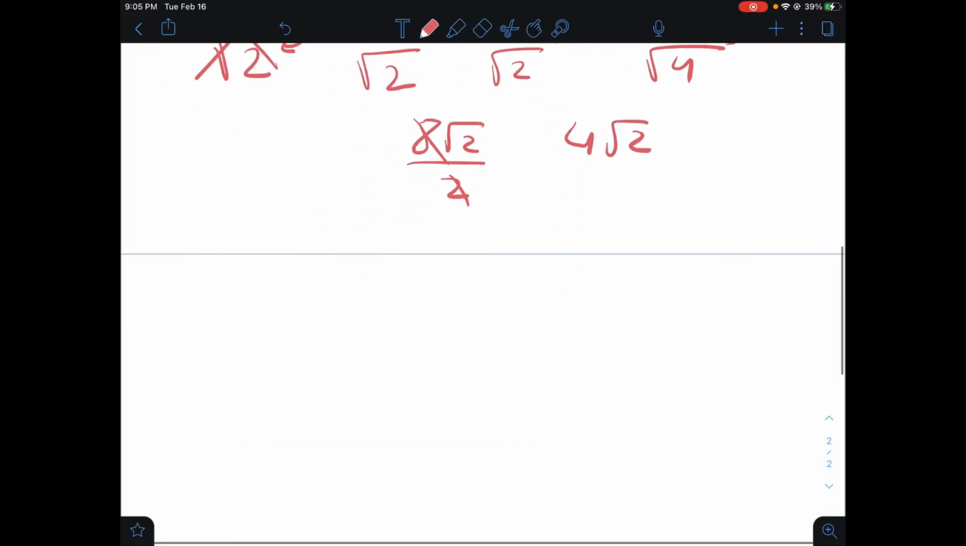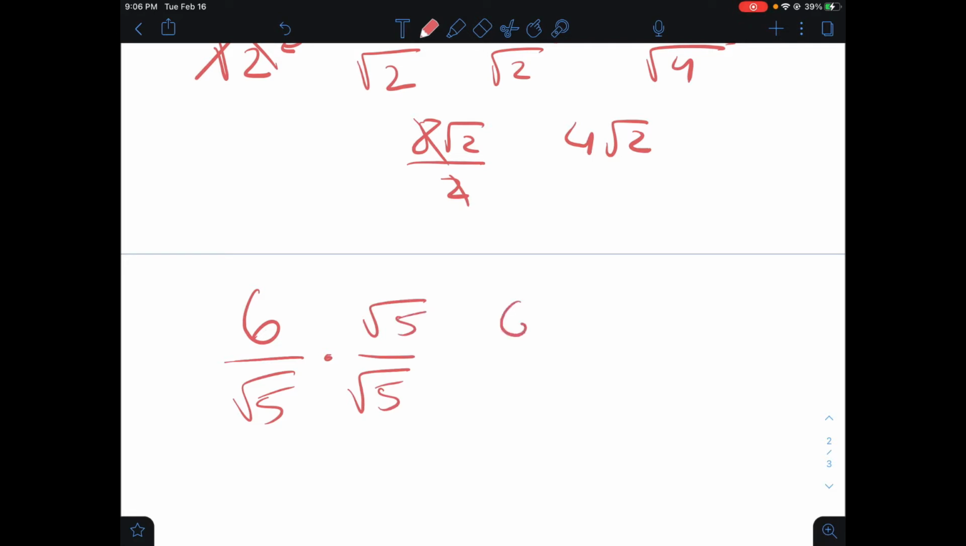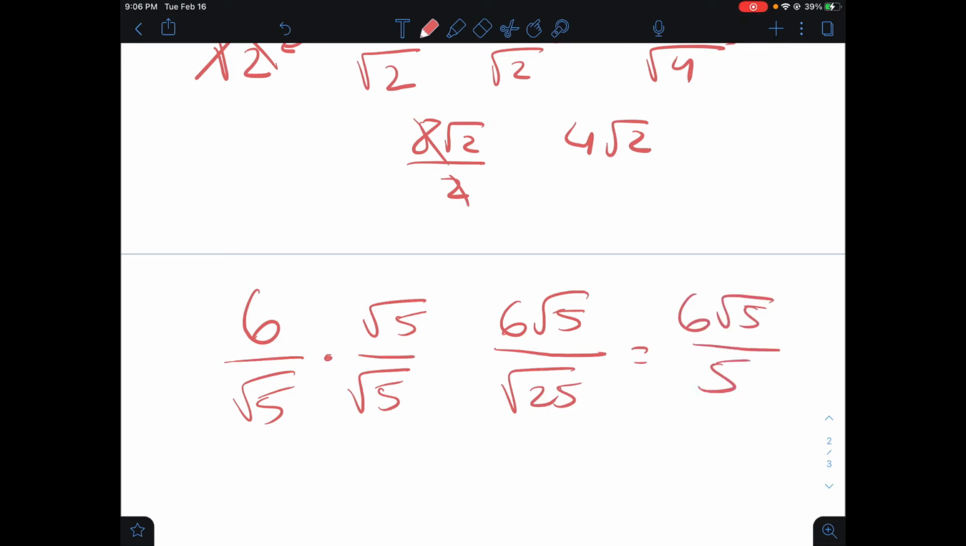I'll do another one. We'll just do 6 over root 5. Oh, I'm sorry, my bad. We'll go ahead and rationalize the denominator. We multiply top and bottom by root 5. We get 6 root 5 over root 25, which gives me 6 root 5 over 5. In this case, we cannot simplify the 6 and the 5, so it would just say 6 root 5 over 5. So this is just a quick recap of some of the radical rules you learned last year in Math 2.